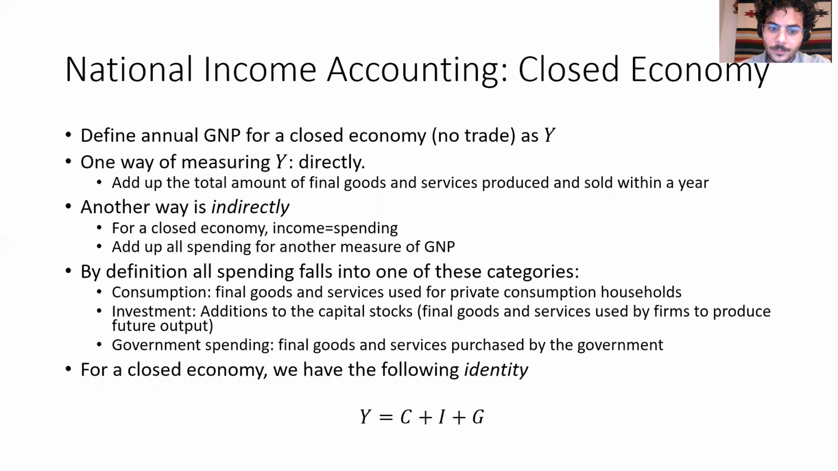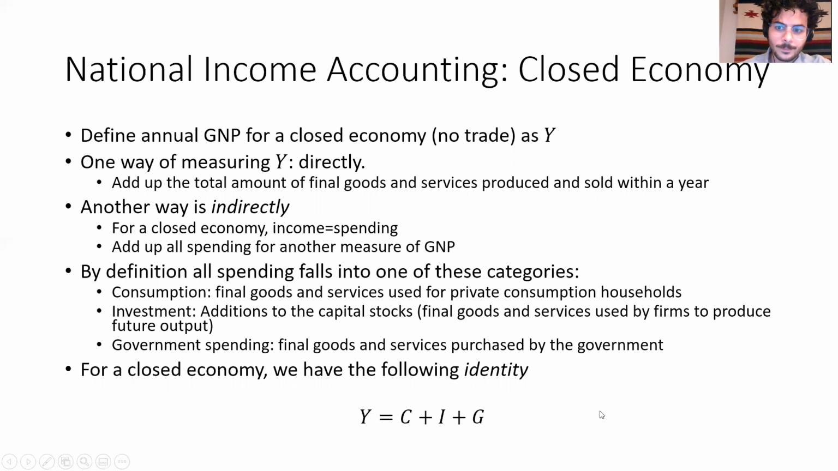So any purchases of final goods and services by the government, we're going to just treat separately, and it could be consumption, it could be investment. We're just going to call it G. So for a closed economy, we have the following identity, Y equals C plus I plus G. So Y is everything we produce in a given year. And on the right-hand side, these are all of the possible uses of the output that we've produced. We can either consume it, invest it, or it can be purchased by the government.